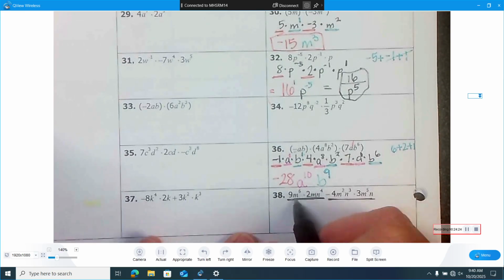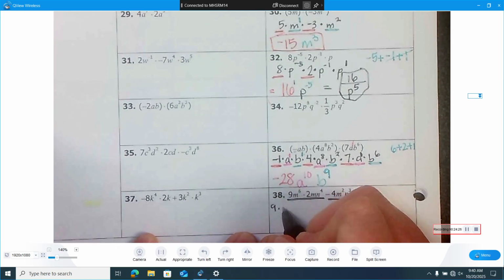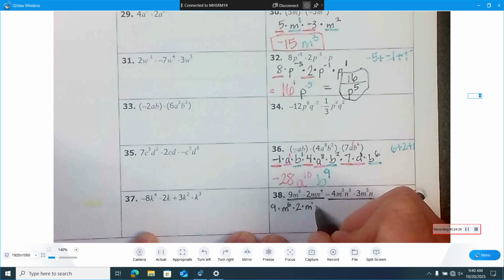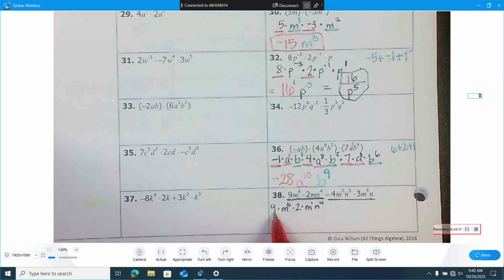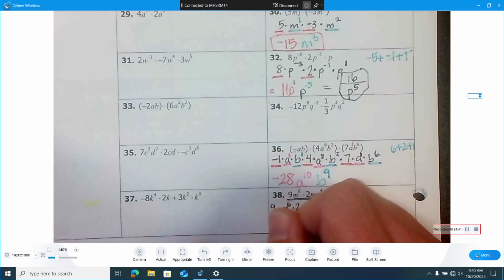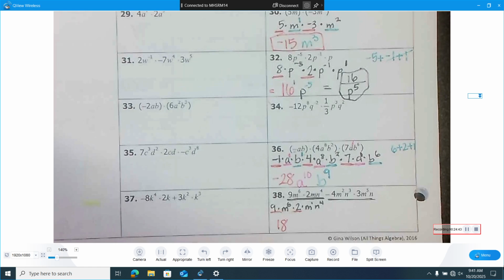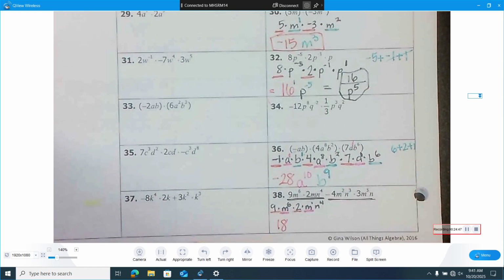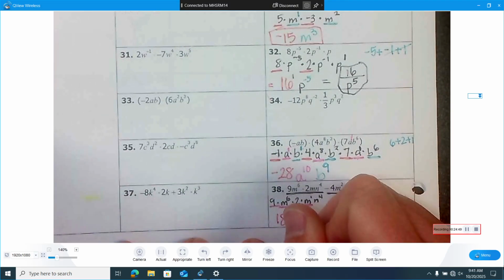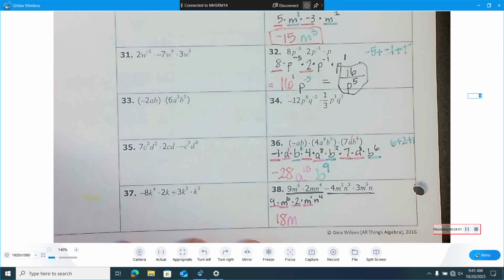So my first term here, I'm thinking this is 9 times m to the 6th times 2 times m to the 1st times n to the 4th, and I want to clean that up. What is 9 times 2? 18. And then I have m to the 6th times m to the 1st. What's that going to be? M to what power? M to the 7th.